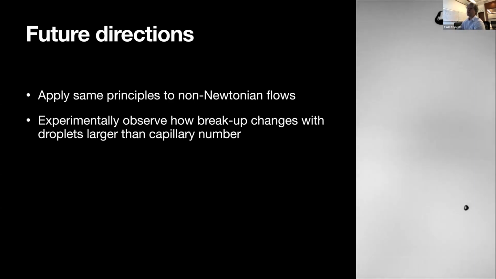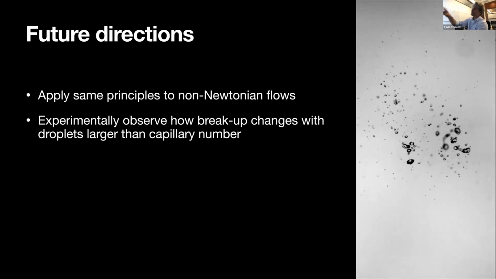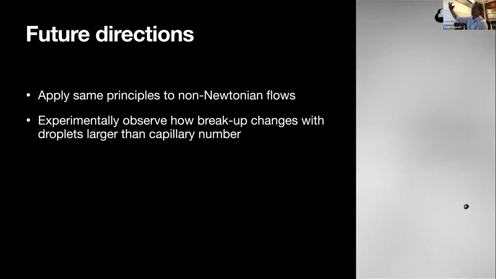So a couple of future directions. We want to do this with non-Newtonian flows now, and we want to experimentally observe how breakup changes with droplets that are larger than the capillary number. We're doing that still. There's a few more questions we want to answer, especially this one here. We want to look and see if we can find Weber numbers that are a bit higher and move into those regimes from this natural falling piece to see if that happens in the fire retardants.